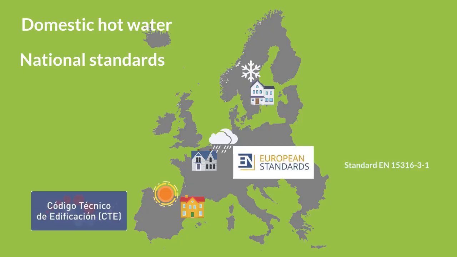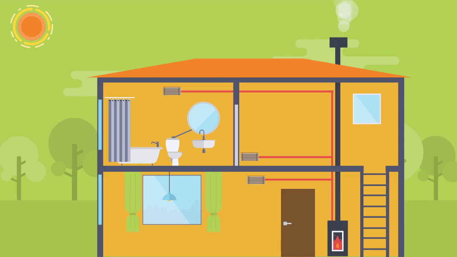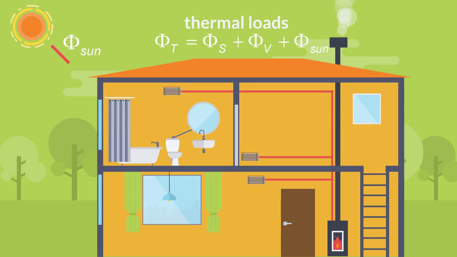As said before, domestic hot water demand can be calculated using standards and codes. So, let's focus on space heating. Calculations are based on the analysis of thermal loads. Their components are the sensible heat flux, the ventilation transmission, and the sun heat flux. The sun heats the walls and ceiling, also the indoor space through the windows.